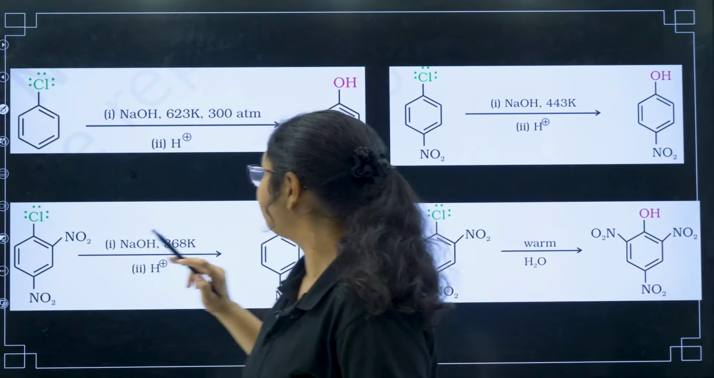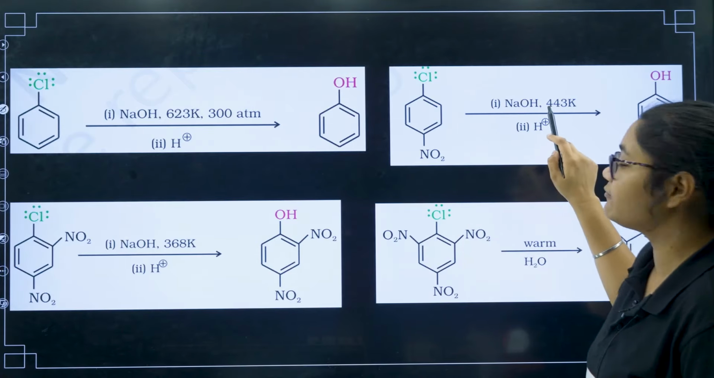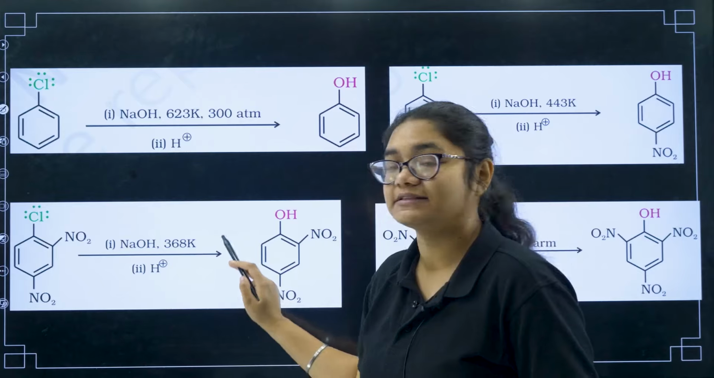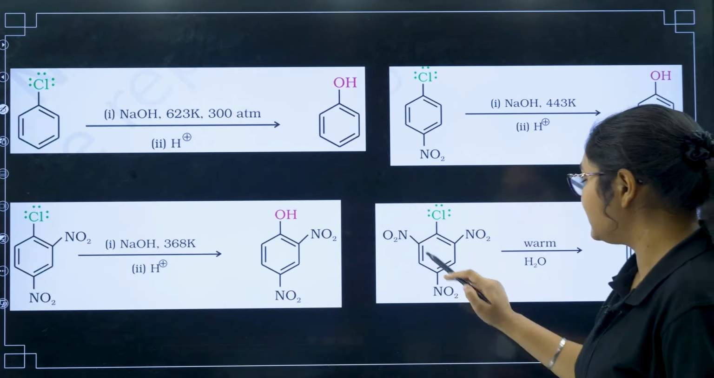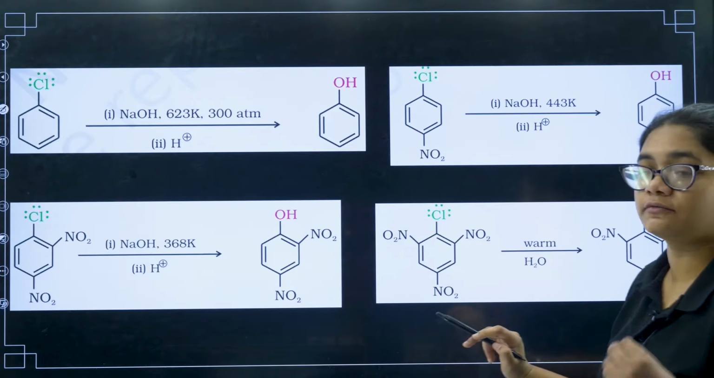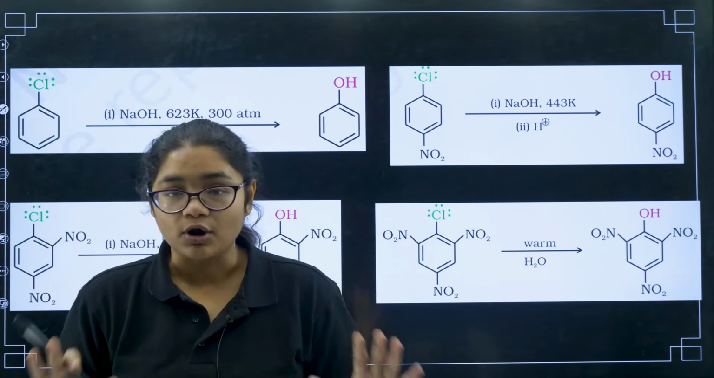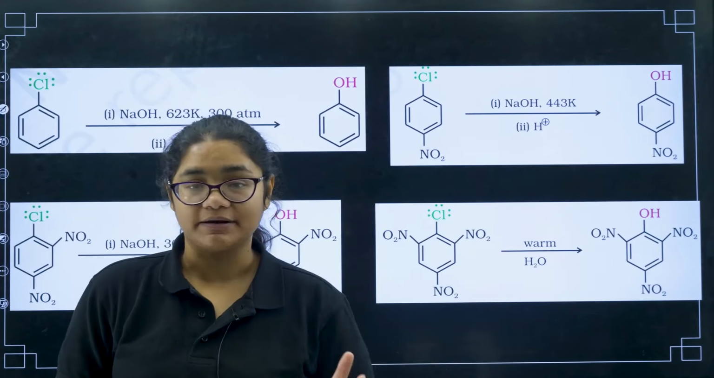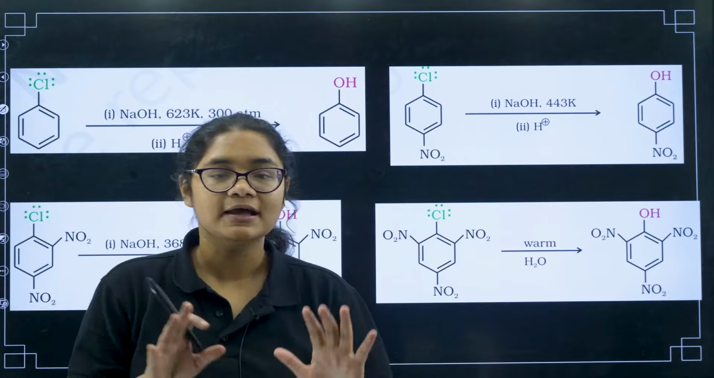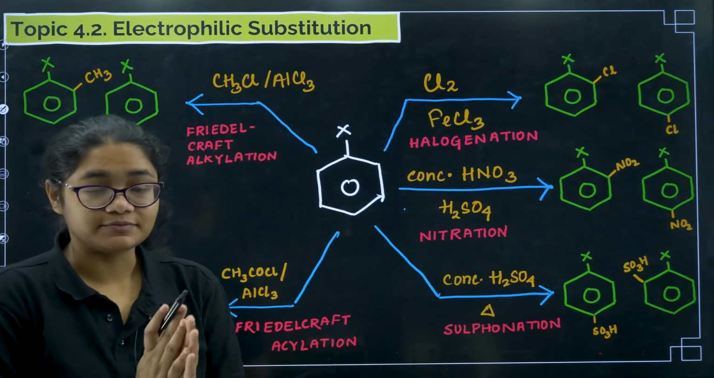For that, if you add an electron withdrawing group, you can see the reaction now takes place at 443 Kelvin. If you add two withdrawing groups, it takes place at 368 Kelvin. If you add 3 NO2 groups, then you can just do the reaction with warm water. Okay, so that is the thing you should remember. Actually it is not possible, but at very high temperature and pressure it is possible, or else if you just add electron withdrawing groups, then also it is possible. Okay. Next we'll go to electrophilic substitution reactions.